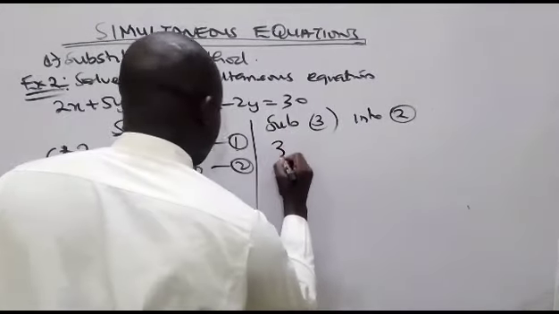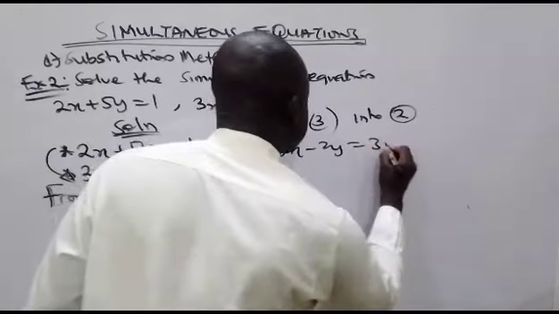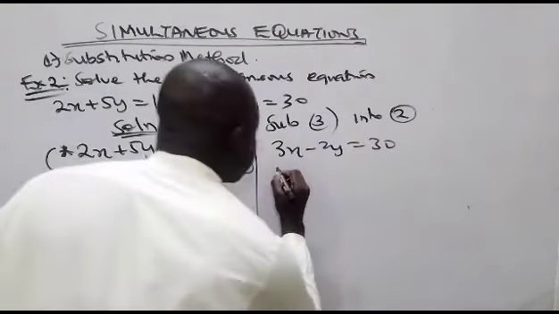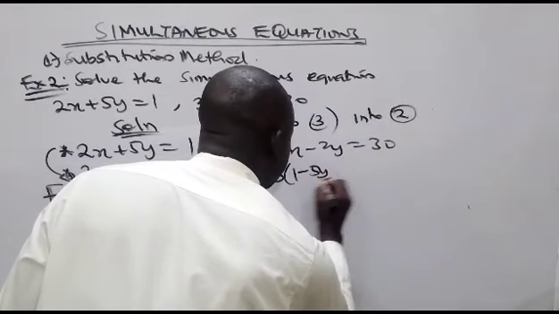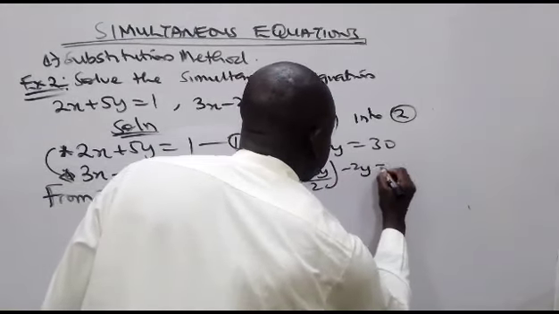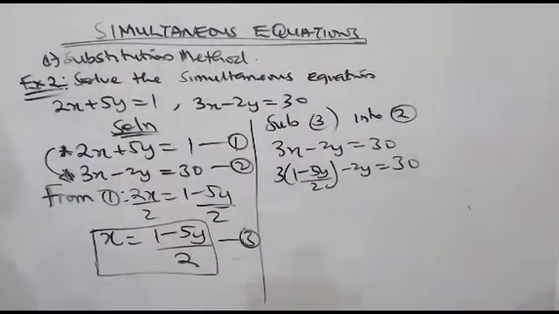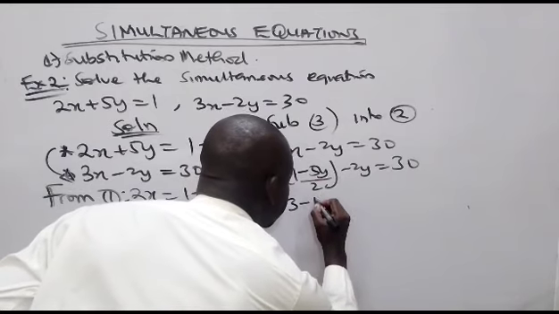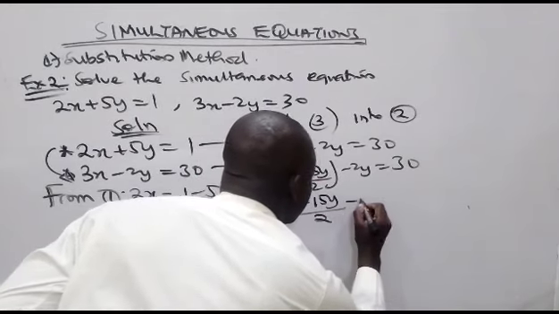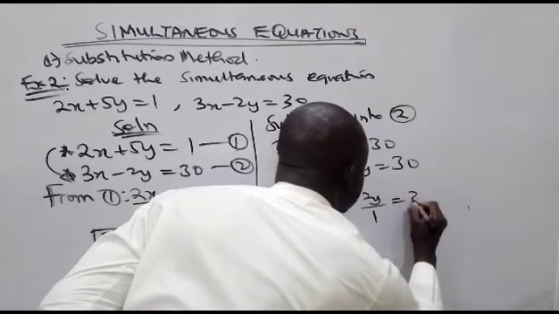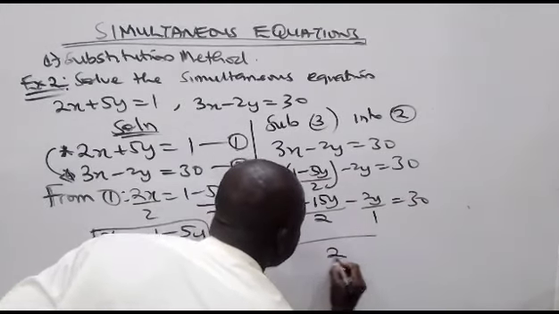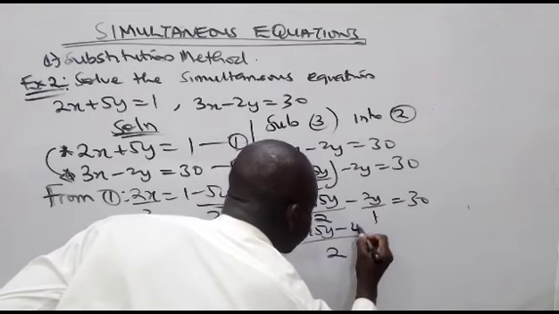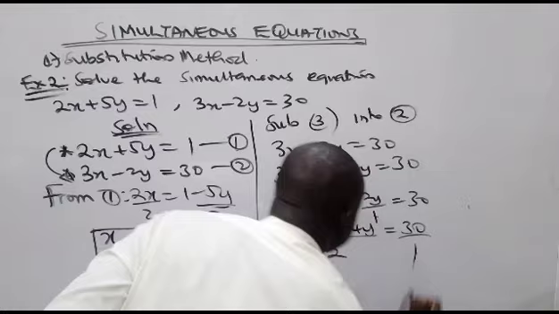What is equation 2? 3x minus 2y is equal to 30. So instead of x, I'll change x to (1 minus 5y) all over 2. So I'll say 3 into bracket (1 minus 5y) all over 2, minus 2y equal to 30. So we have everything in the form of y now. Then if I open up, I'm going to have 3 minus 3 times 5y, that is 15y, all over 2, minus 2y is equal to 30. So I can go ahead and find the LCM here. That will be 2. So I will have 3 minus 15y minus 4y is equal to 30.